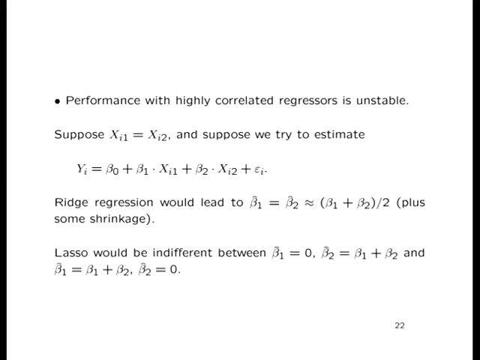Another aspect is that the nature of the penalty term means it's going to be unstable when we have very highly correlated regressors. In particular, if you put in 2 copies of the same regressor, Ridge would have no problem with that. It would shrink both of them to approximately half the magnitude of the sum of these coefficients. But Lasso would be indifferent between many values, and as a result, it tends to be unstable if you have a lot of very highly correlated regressors.